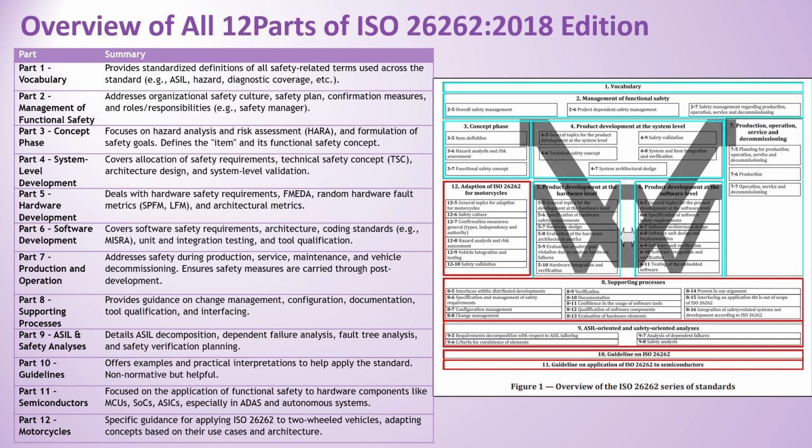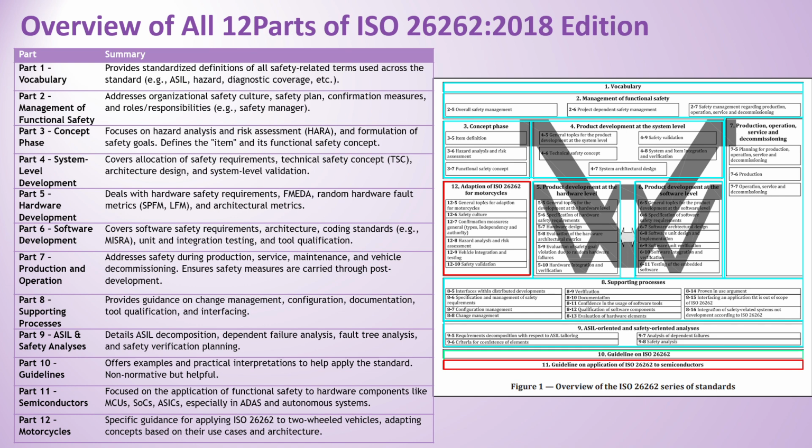Part 7 covers production and operation. Safety doesn't stop when the car leaves the factory. This covers manufacturing, service, repairs, decommissioning. The whole life cycle continues. Absolutely. Part 8 deals with supporting processes. Things like change management, documentation, configuration management, the glue holding it all together. Part 9 goes deeper into ASIL and safety analyses. More on decomposition, analyzing dependent failures, methods like fault tree analysis. More advanced analysis techniques. Yes.